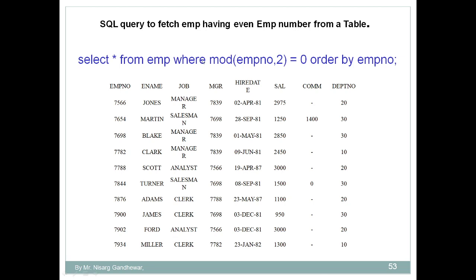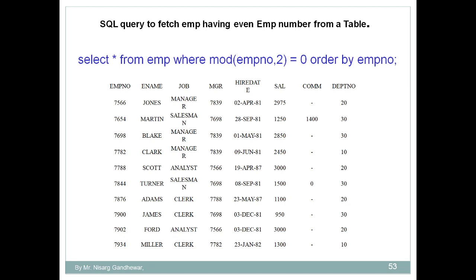Select star from emp where mod(employee number, 2) equals 0. If the mod returns 0, that means that employee number is even. Then I'm going to use the order by clause in order to arrange all this data in ascending order. Here you can see this is the output that I obtain. All the employee numbers fetched by this query are even: 6, 4, 8, 2, 8, 4, 6, 0, 2, 4. So it has fetched all the employees who have an even employee number.